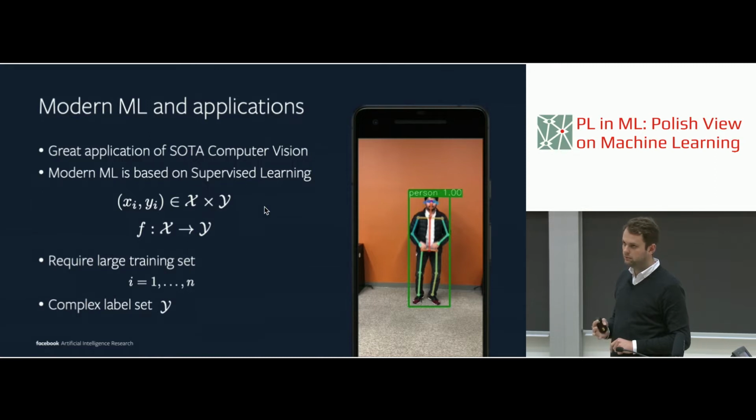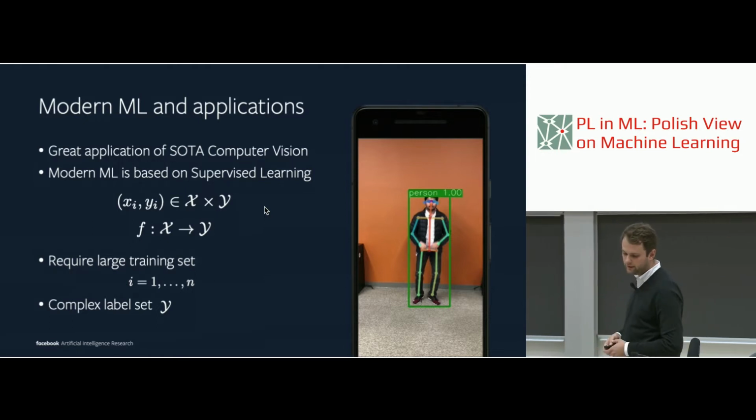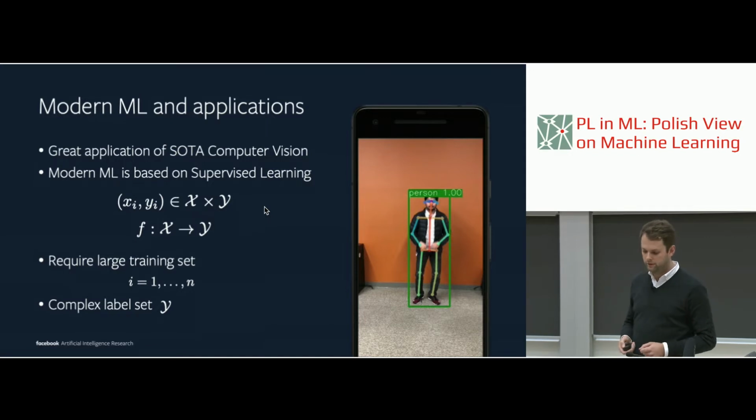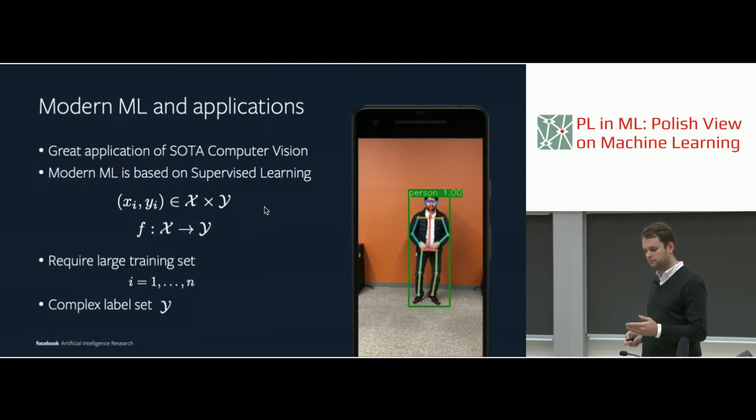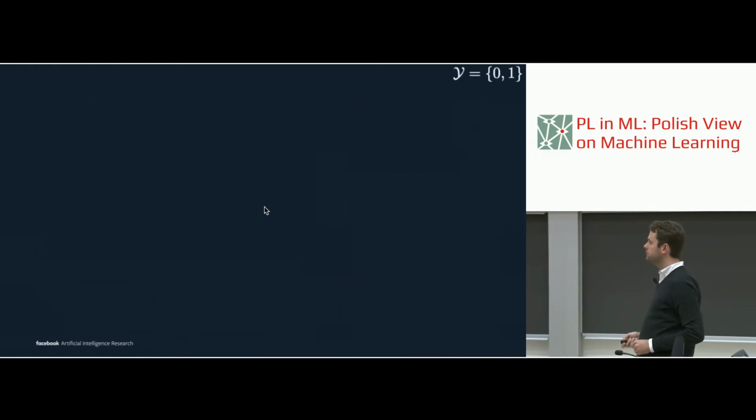Moreover, the label space need not be just classification sets. It can be a structured, complicated set. And this makes the annotation even more complicated. So great advances, but they are fueled by manual annotation.